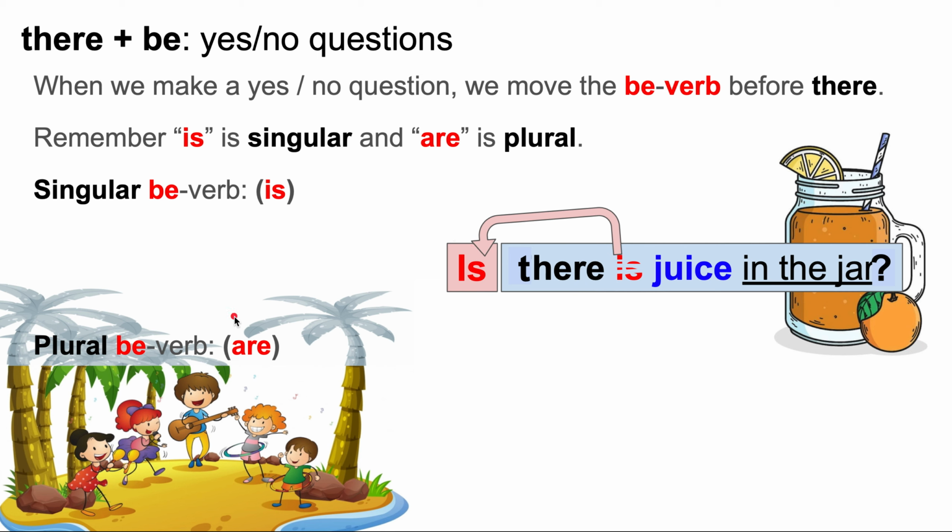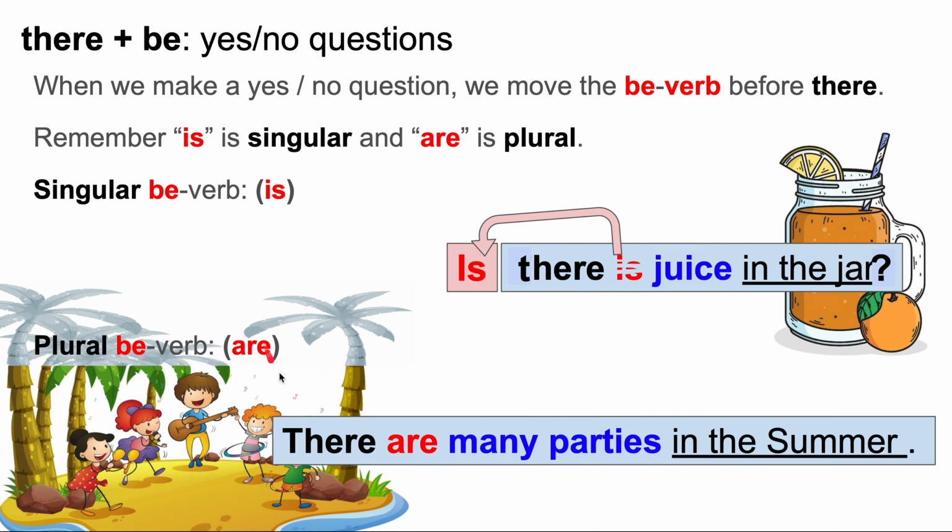Now let's look at the plural be verb. An example with the plural be verb, are. There are many parties in the summer. Remember, we're going to move the be verb are before there. So there are many parties in the summer. Yes, no question: Are there many parties in the summer? So remember, when we make a yes no question, we move the be verb before there.